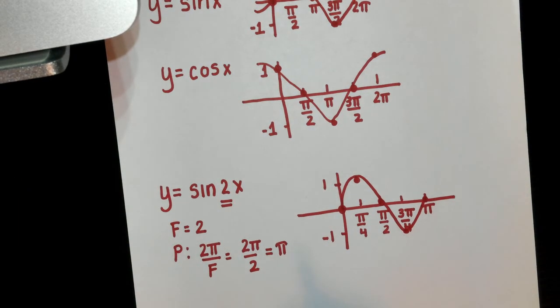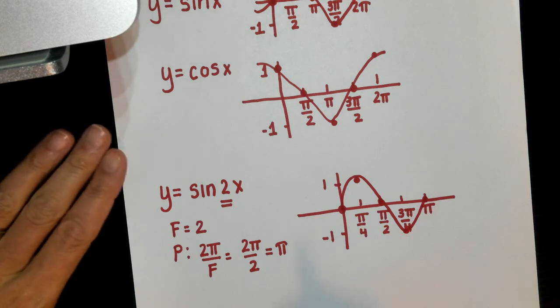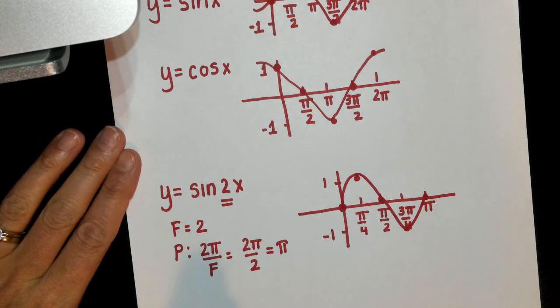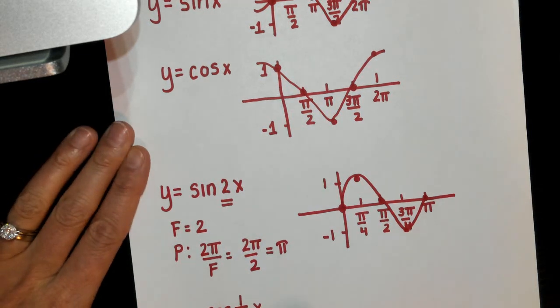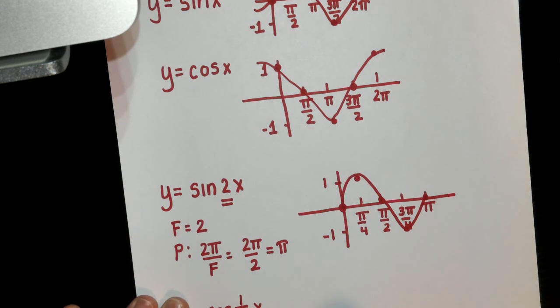Let's do cosine this time and do a fraction. Let's do y equals cosine 1/2 x. So your frequency this time is 1/2. Your period is 2 pi divided by your frequency, which is 2 pi divided by 1/2, which is the same as multiplying by the reciprocal. So my period this time is 4 pi.